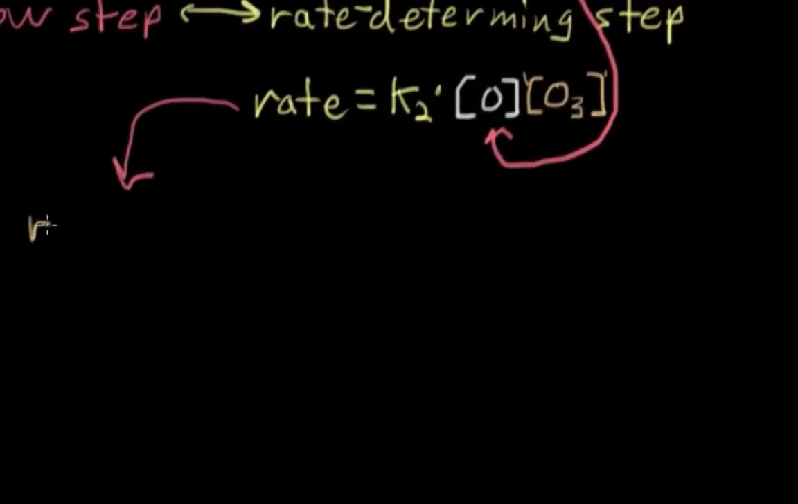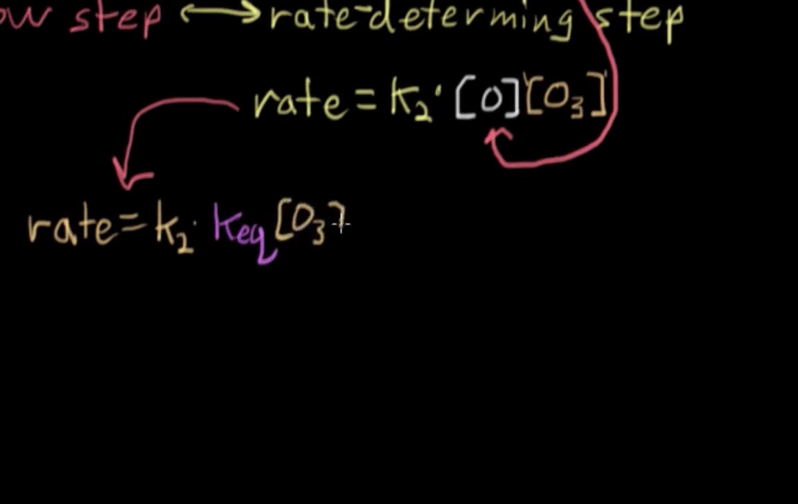And so that's going to say the rate is equal to our reaction rate constant, K2, times KEQ times the concentration of ozone molecules divided by the concentration of oxygen molecules. Sorry, I said ozone atoms, I meant ozone molecules. Divided by the concentration of oxygen molecules times the concentration of ozone molecules.